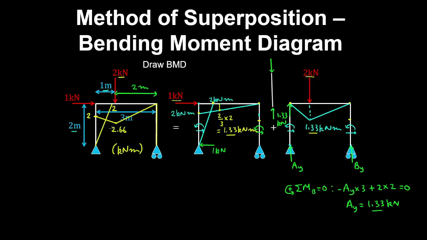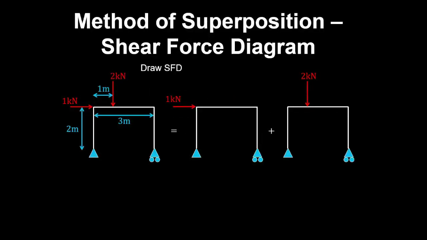And that's our final bending moment diagram. We can also use the method of superposition to determine a shear force diagram for a frame subjected to multiple loads. So here we superimpose two cases with the loads applied separately.